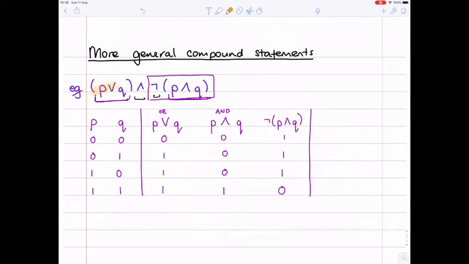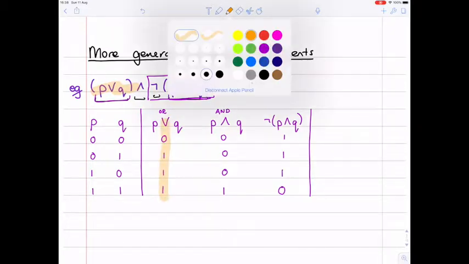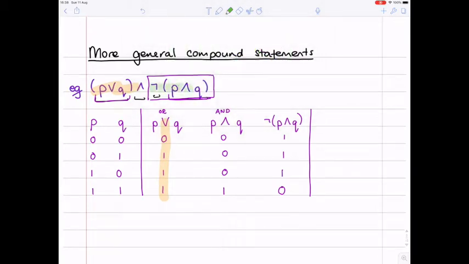So now we get to combine our P or Q. So we've got our P or Q, which is this column over here, and our not P and Q, which is this column over here. And finally, we can work out the truth table that we actually want. So notice we need to combine our P or Q column and our not P and Q column with an and.